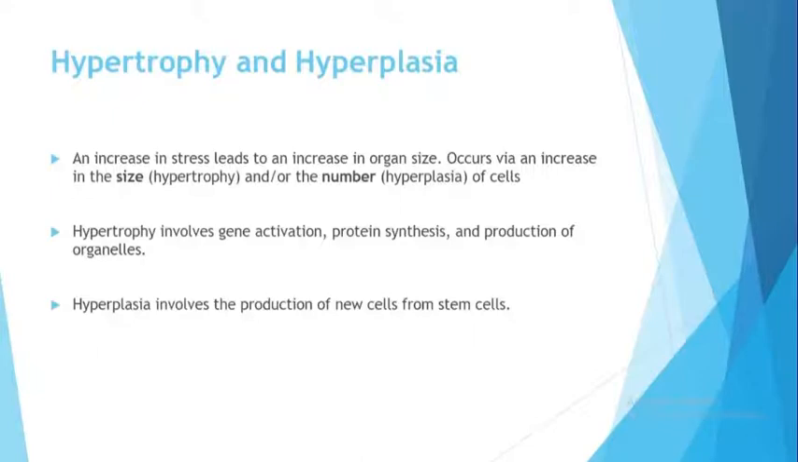In addition to that, we have to increase the production of the organelles inside the cells, and this is for the cell to maintain its function. So increased gene activation and protein synthesis makes the cell able to maintain its structure, and production of organelles will allow the cell to maintain its function. Hyperplasia, on the other hand, involves the production of new cells from stem cells. So we're going to synthesize new cells.